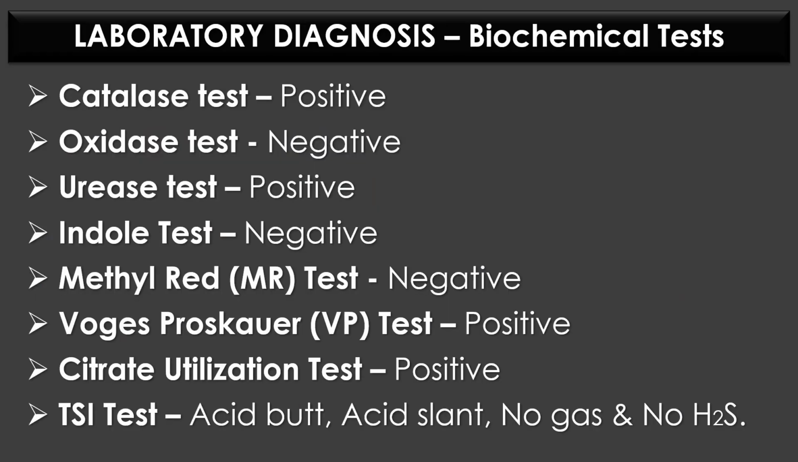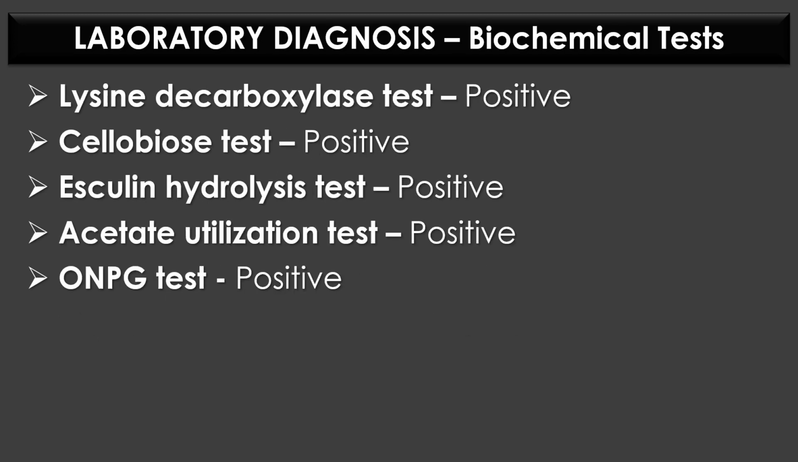Biochemical test for Klebsiella pneumoniae. Catalase positive, oxidase negative, urease positive, indole test negative, methyl red test negative, Voges-Proskauer test positive, citrate utilization test positive, TSI test shows acid butt, acid slant, no gas and no H2S. Lysine decarboxylase test positive, cellobiose test positive, esculin hydrolysis test positive, acetate utilization test positive, and finally ONPG test positive.